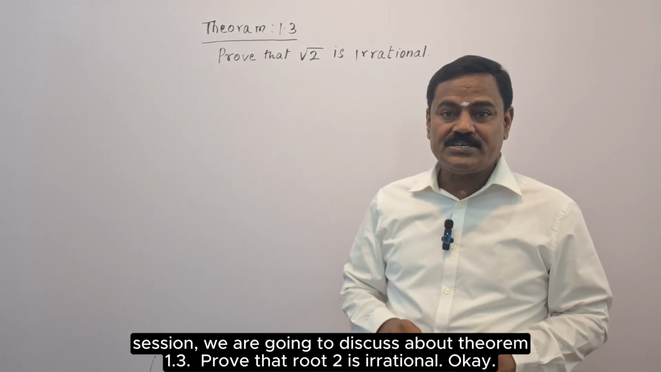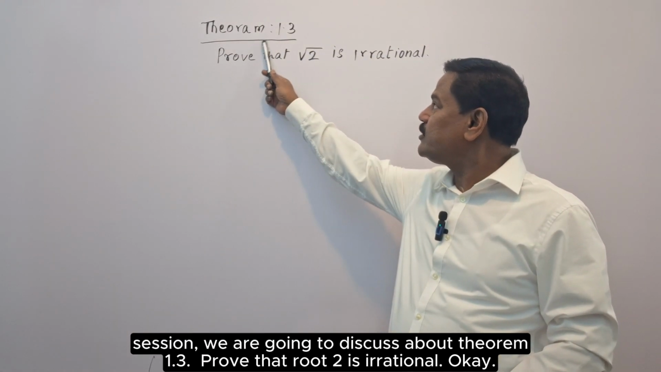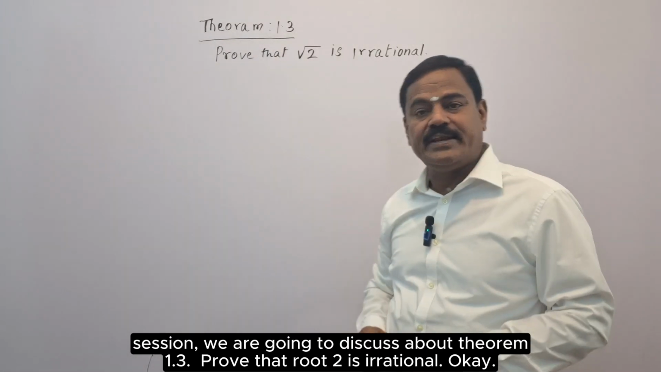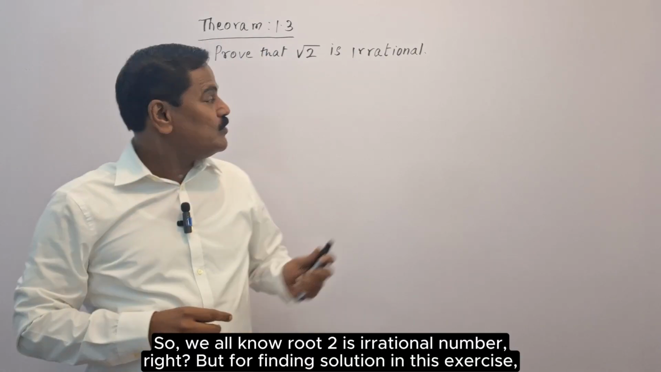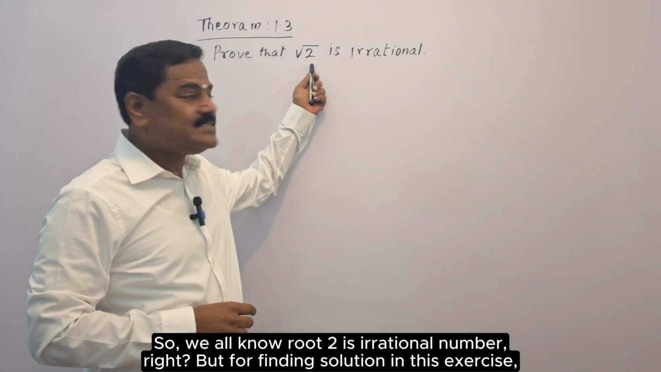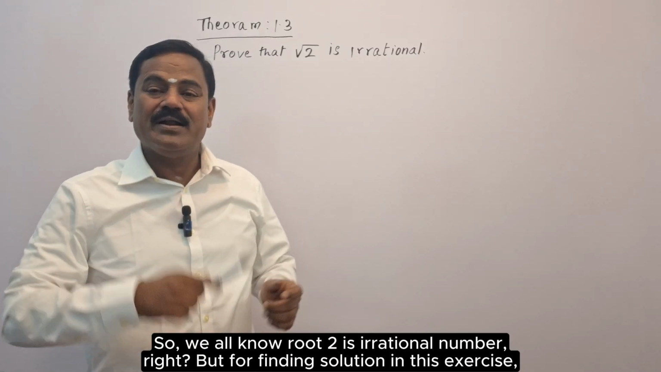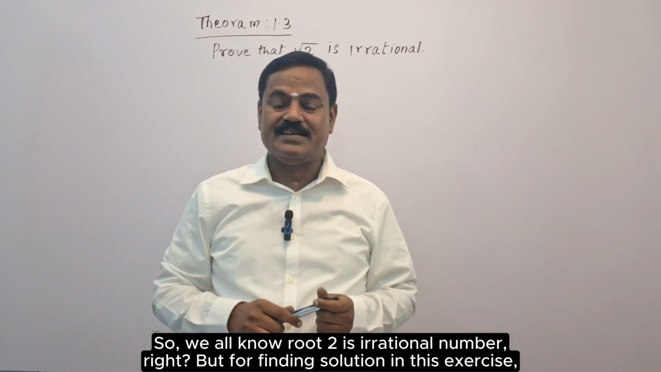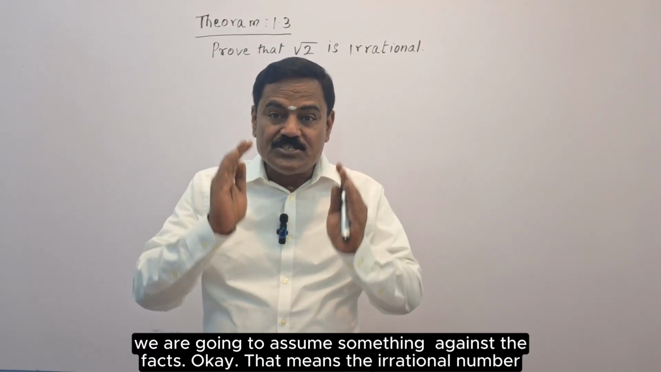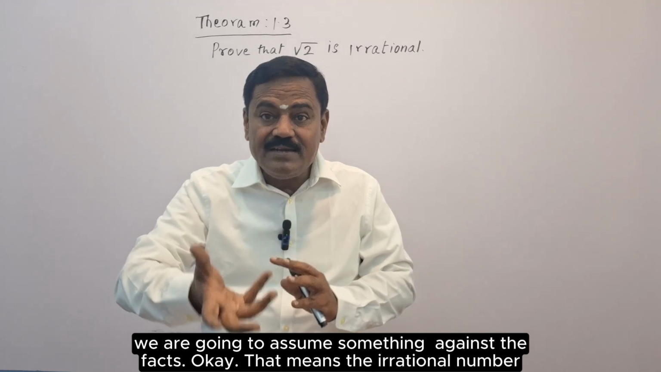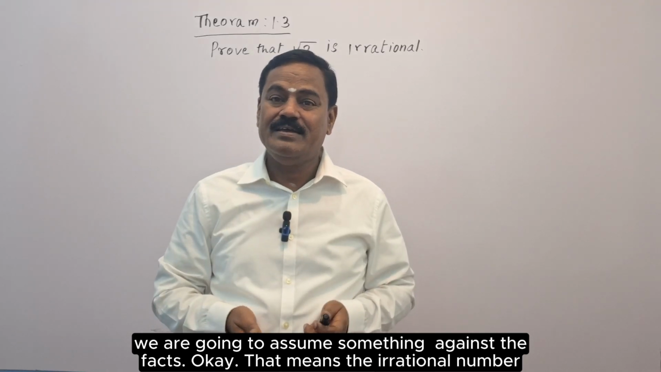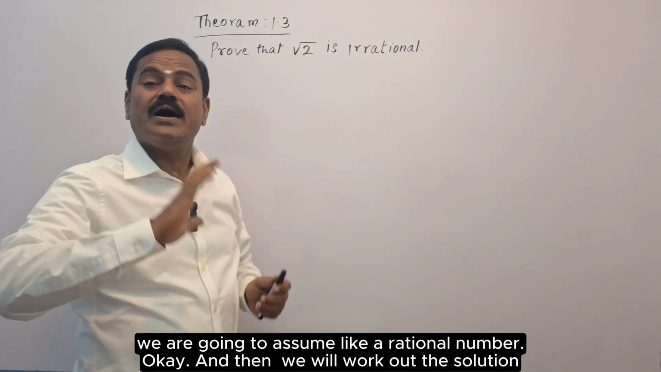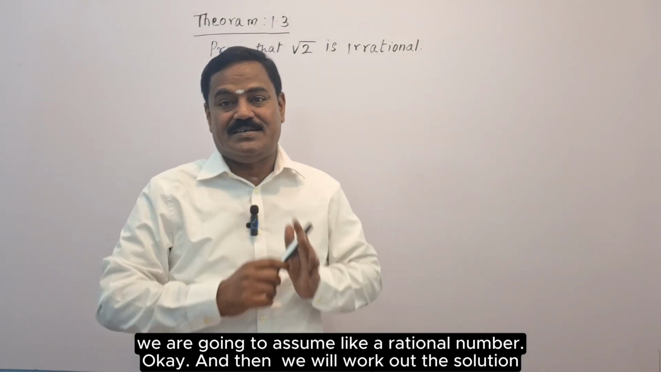In this session we are going to discuss Theorem 1.3. Prove that root 2 is irrational. We all know root 2 is an irrational number, right? But for finding the solution in this exercise, we are going to assume something against the fact. That means the irrational number we are going to assume to be a rational number.